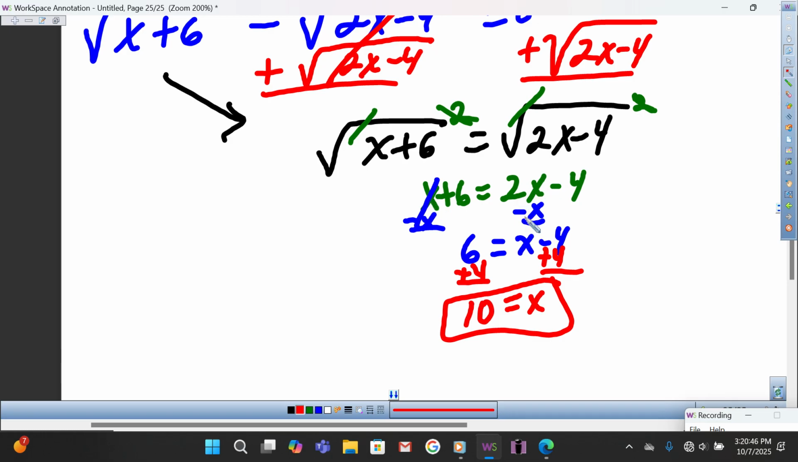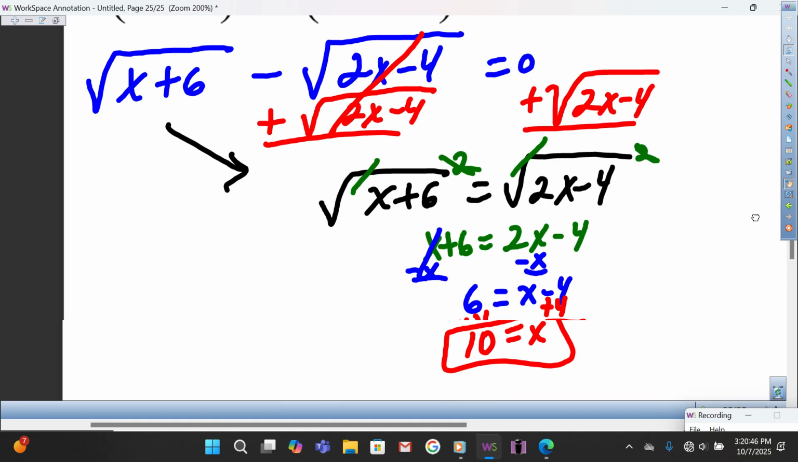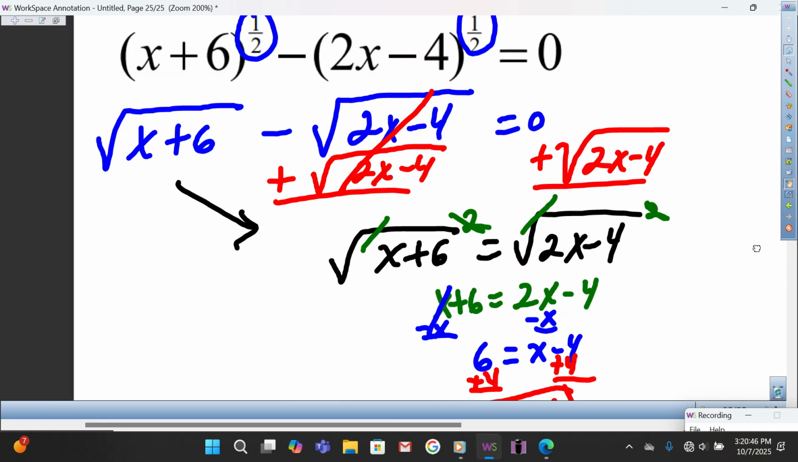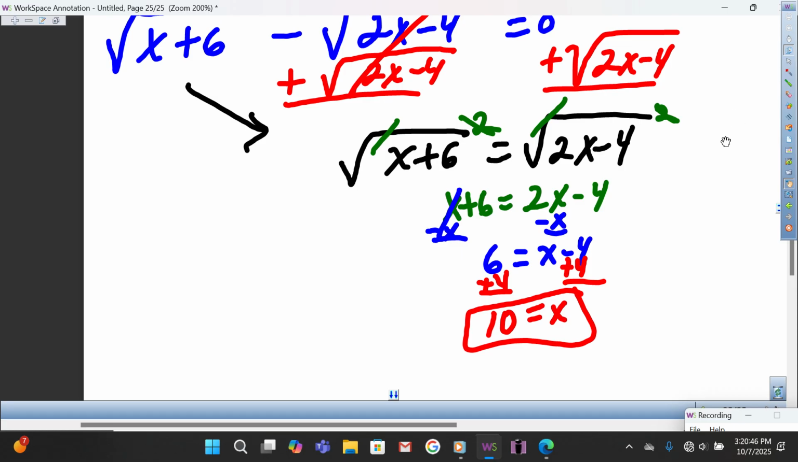So we have 2 x's minus 1x is 1x. All right, we good? All right, we'll stop right there.